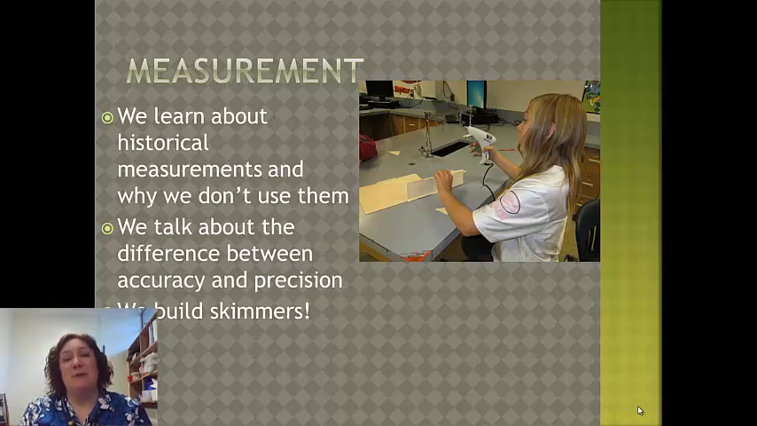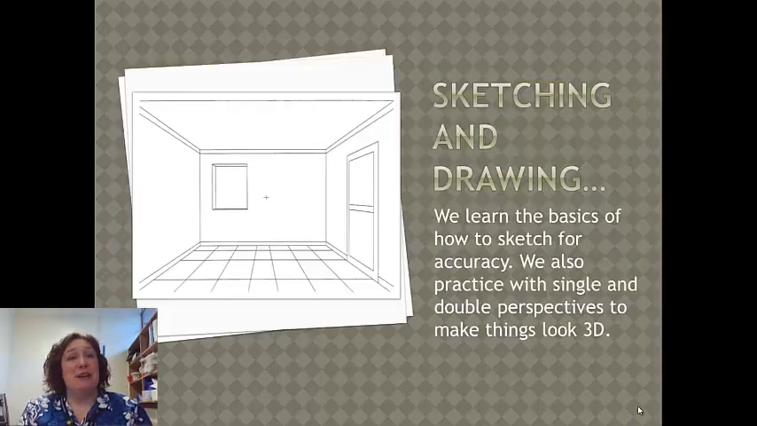We are also going to be building lab skimmers, which are sort of like, picture a fancy paper airplane, but it skims across the floor instead of flies through the air. And so we're going to build those and hot glue them together, and it's a very interesting little process to practice our measurement skills. And then after that, we're going to move into sketching and drawing.